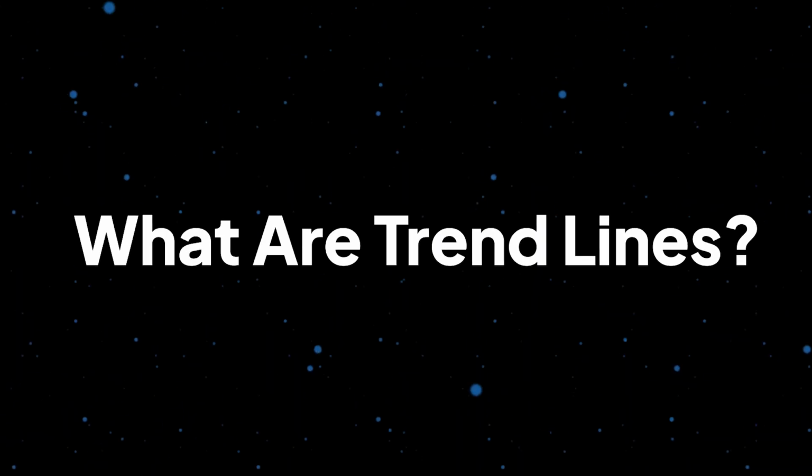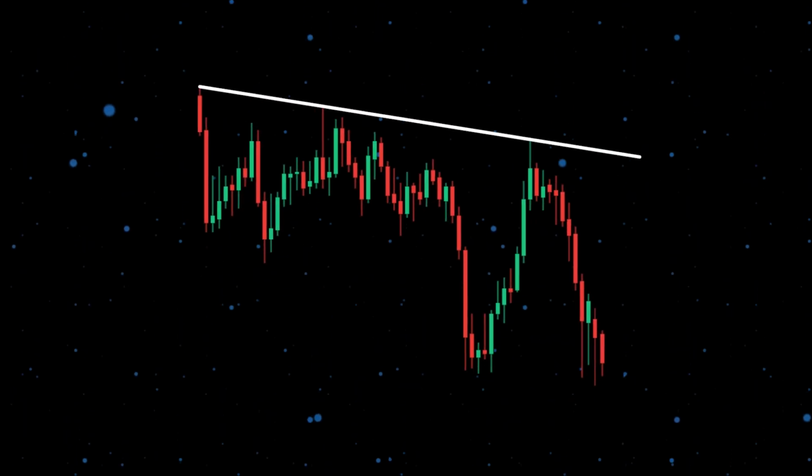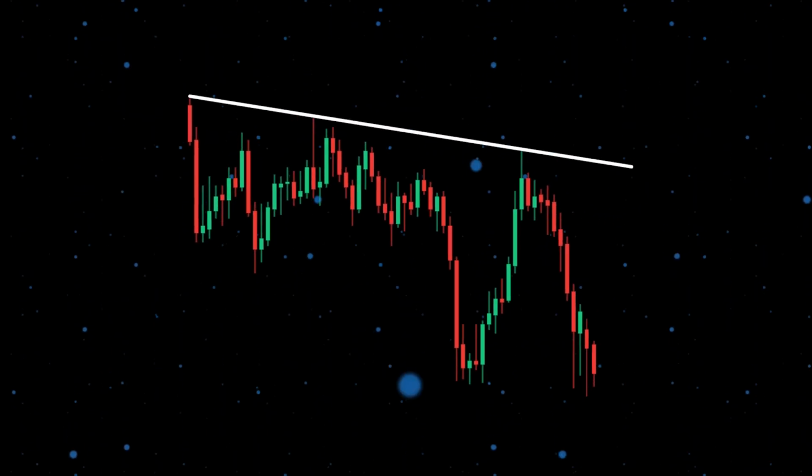So what are trend lines exactly? Trend lines are lines that connect highs and lows in the chart. They indicate whether the market is in an uptrend or in a downtrend. You connect the higher lows in an uptrend or the lower highs in a downtrend. Now, how do you draw these magical lines? It's simple. Let me show you an example.